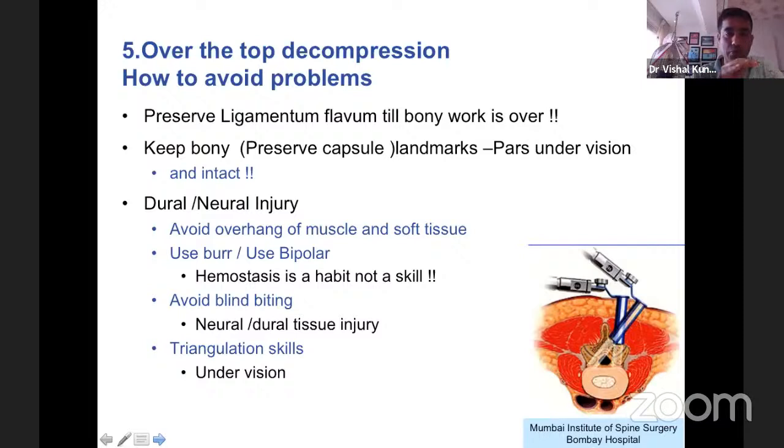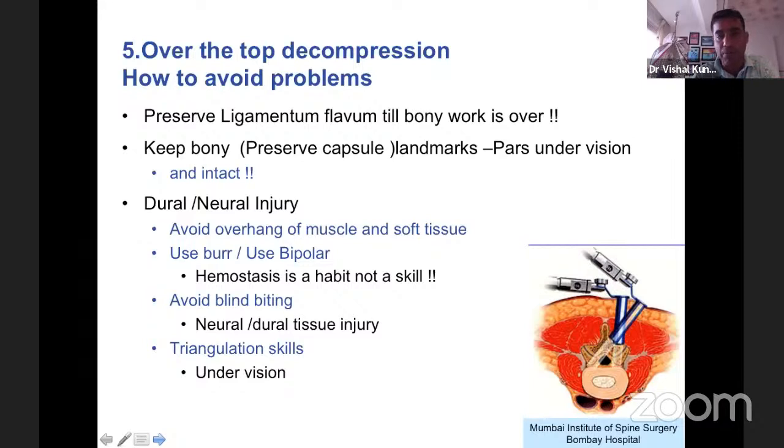And once you've done the bony work going under the spinous process, only then you should start removing the ligamentum flavum. I've seen juniors removing the ligamentum flavum early, and that leads not only to bleeding, disturbing their vision, but also neural injury can happen. That's why preserve the ligamentum flavum till your bony work is completely over on the other side.